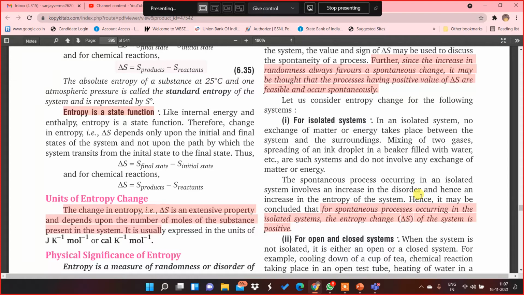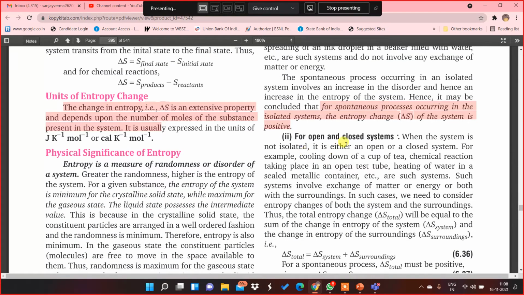After that, for open and closed systems, when the system is not isolated, it is either an open or a closed system. For example, cooling down a cup of tea, a chemical reaction taking place in an open test tube, and heating of water in a sealed metallic container are such systems. Such systems involve exchange of matter or energy or both with the surroundings. In such cases, we need to consider entropy changes of both the system and the surroundings.